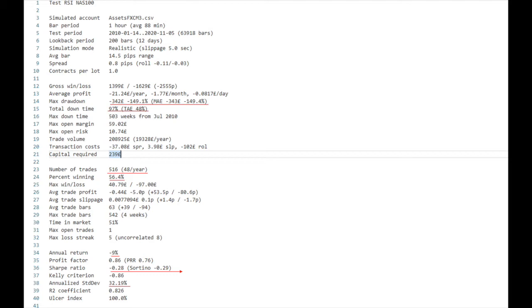Number of trades, it's going to just above 500 at 48 trades a year, and its percentage of winning trades is 56.4%. One could think, well, if I'm winning 50% of the time, surely I'm making money. Well, this is a very good example that that's not the case. So the annualized return is minus 9% with a negative Sharpe ratio because of it.